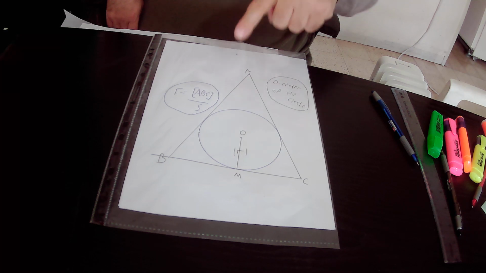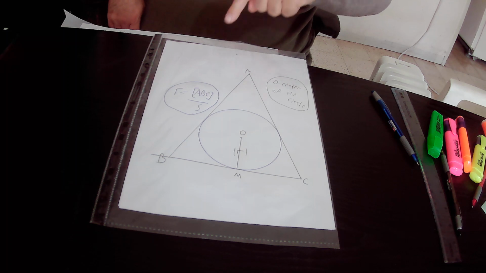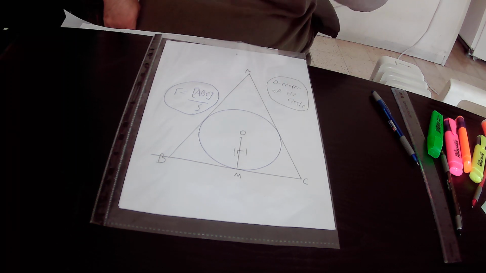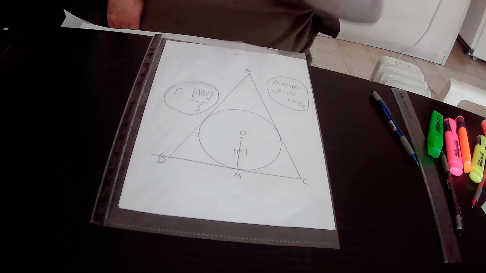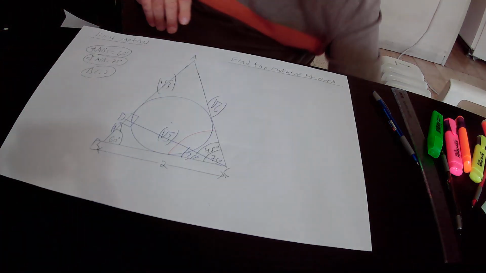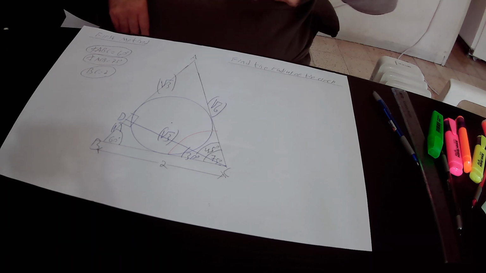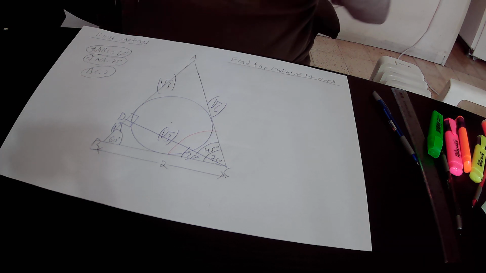We have a circle that is inscribed in triangle ABC. So the radius R of this circle will be equal to the area of triangle ABC divided by the semi-perimeter of the same triangle ABC. The semi-perimeter of any triangle is the perimeter over 2. We can actually implement rule number 15 in our drawing. Why? Because in our drawing we have a circle that is inscribed in a triangle. Whenever we have a circle that is inscribed in a triangle, we can implement rule number 15.